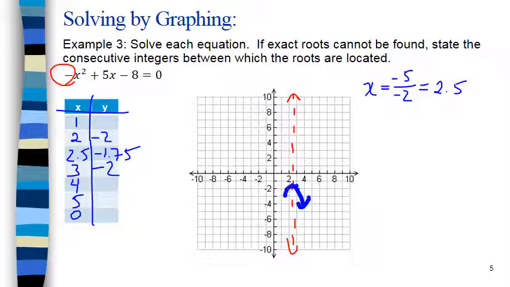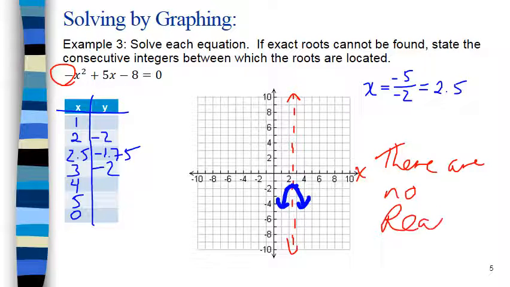So this quadratic is going to always go down and never cross the x-axis. So there are no real solutions. We don't say there are no solutions because there are. They're just not real solutions.